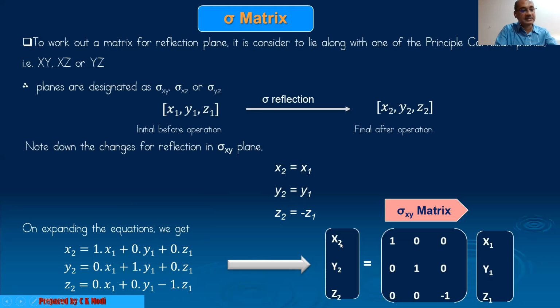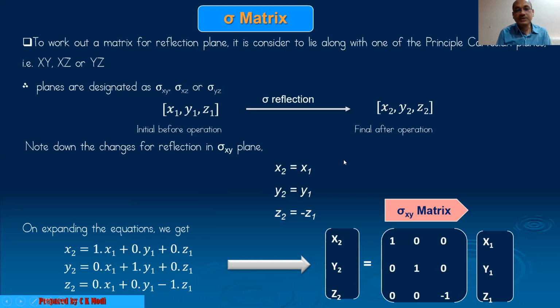Now in terms of matrix, that means x2, y2 and z2 is equal to 1 0 0, 0 1 0, 0 0 minus 1. So what is the value of the sigma xy matrix? That is 1 0 0, 0 1 0, 0 0 minus 1, times x1, y1, z1. So this is the value of sigma xy.